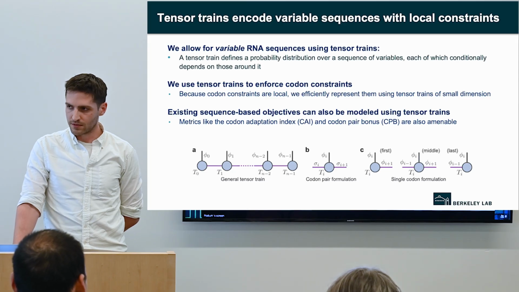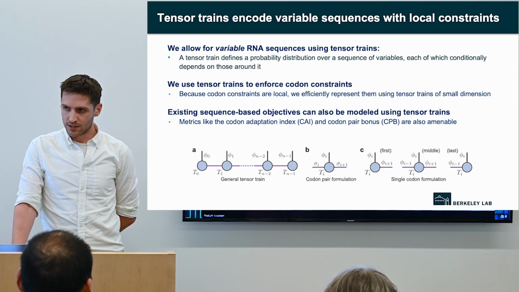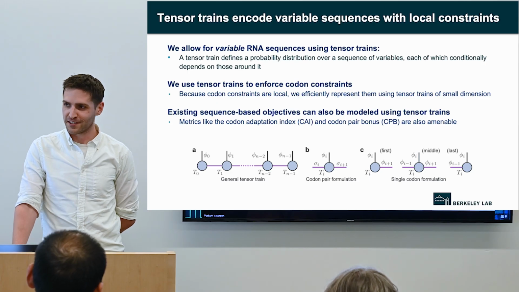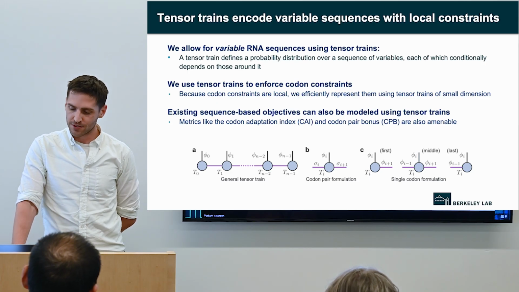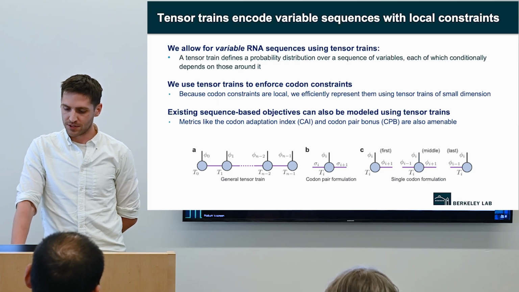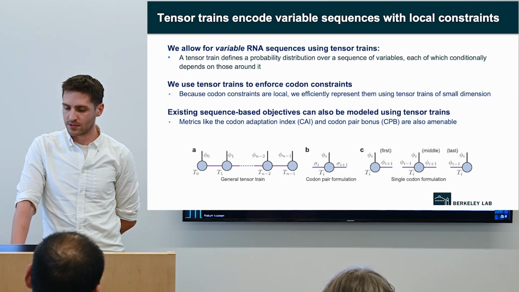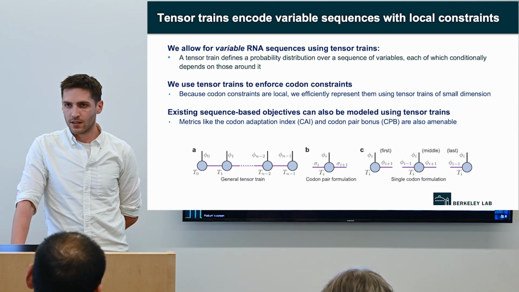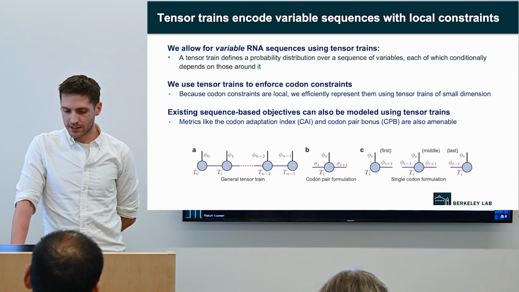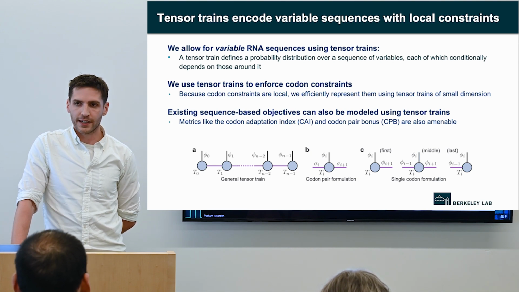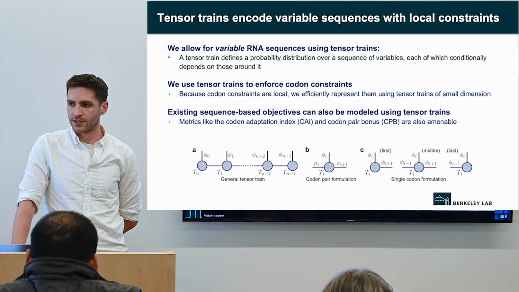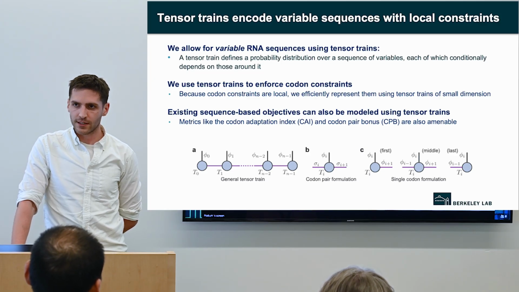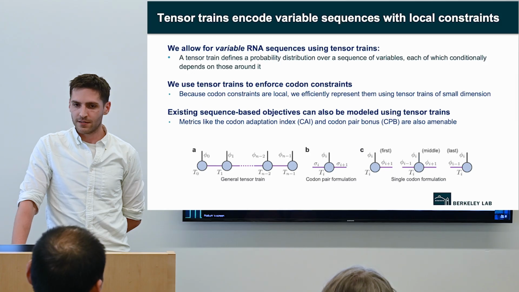For the first time, we did this using a concept of tensor trains, which we've heard about in other application areas today. A tensor train is a simple probability distribution over a sequence of variables, each of which conditionally depends on variables right around it. And what we've realized is that we can use tensor trains very naturally to enforce the codon constraints of our original problem, ensuring that any of the RNAs that we design code for that protein that we're interested in.